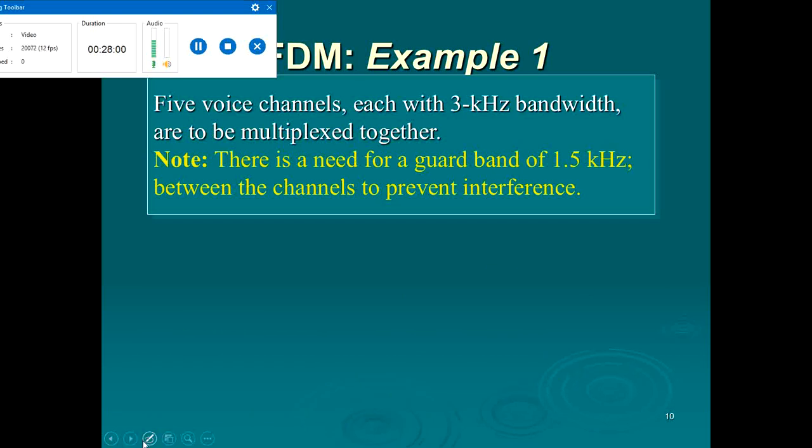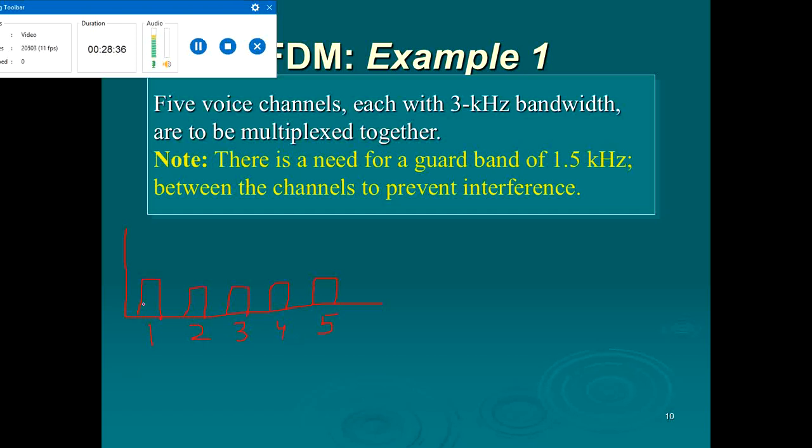5 voice channels, each with 3 kilohertz bandwidth, are to be multiplexed together. There is a need for a guard band of 1.5 kilohertz. So what is the bandwidth? So I have 5 voice channels. Let me draw over here. I have 5 voice channels: 1, 2, 3, 4 and 5. These are the voice channels.